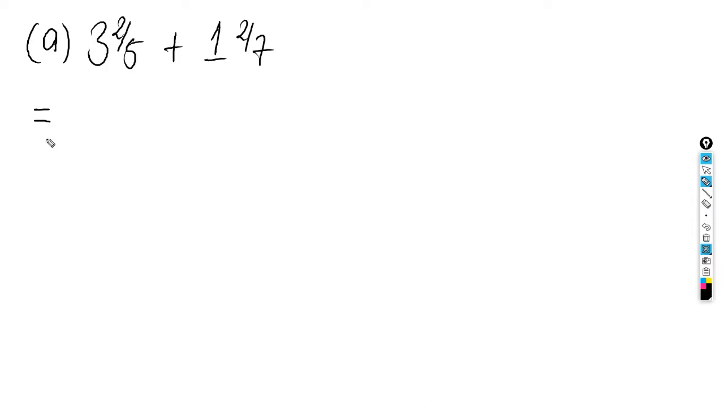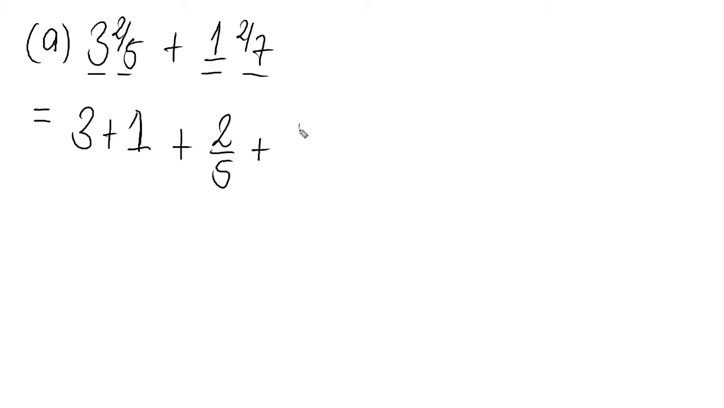Let's look at this example here. We have 3 and 2 over 5 plus 1 and 2 over 7. We're going to add these two mixed numbers. The first thing we're going to do is add the whole numbers, 3 plus 1, separate and apart from the fractions. Then we're going to add the fractions by themselves, 2 over 5 plus 2 over 7. When we add 3 and 1, we get 4.